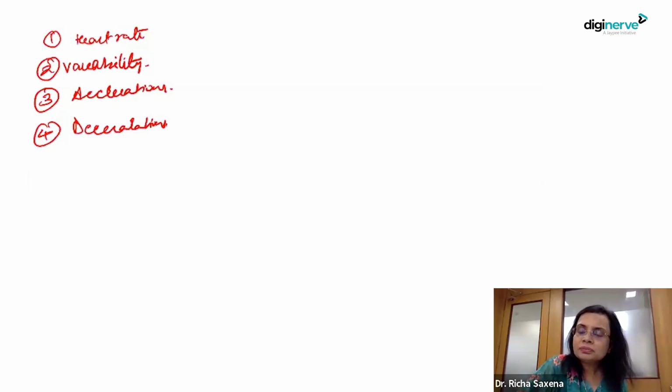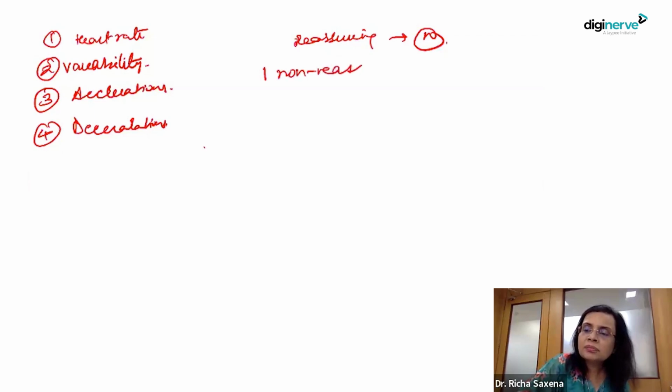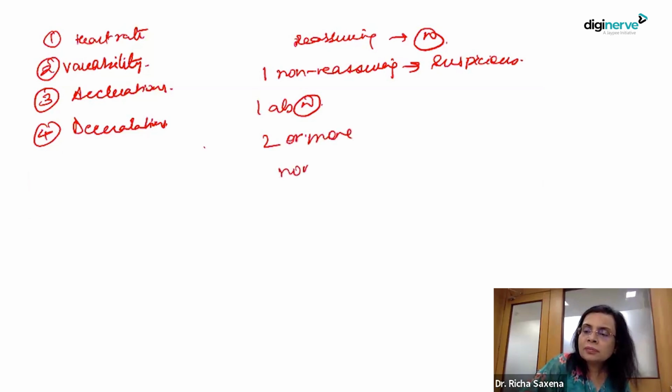And if all these 4 features are reassuring, then the CTG becomes normal. If one of the features is non-reassuring, then it becomes a suspicious CTG. If one feature is abnormal, or 2 or more are non-reassuring, then it becomes a pathological CTG.